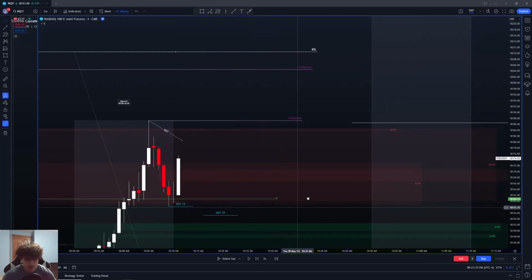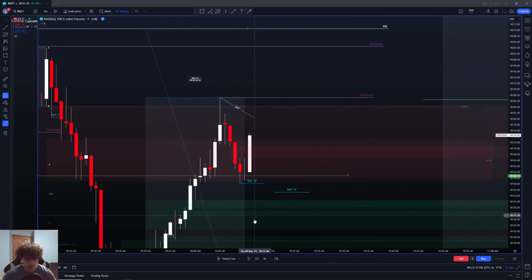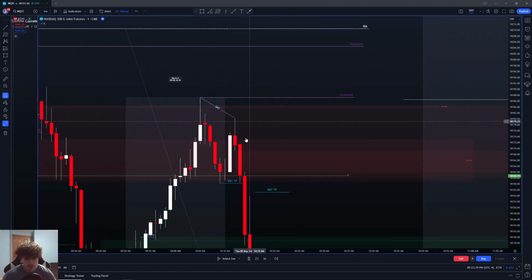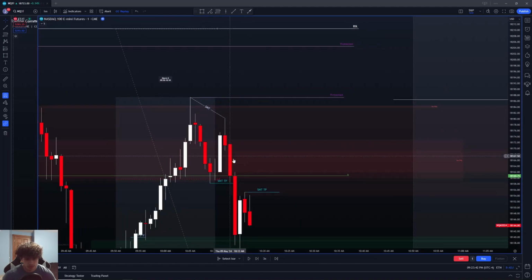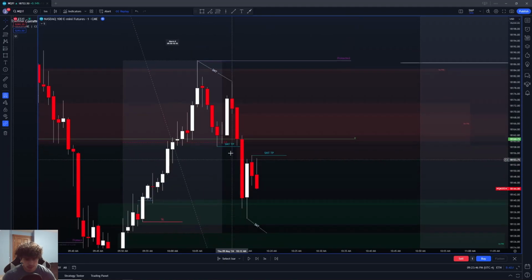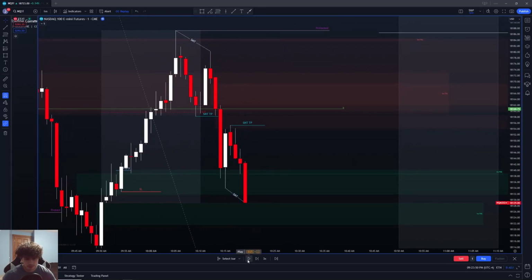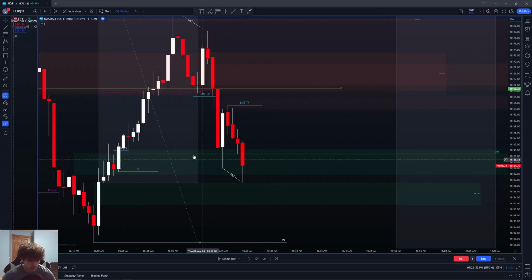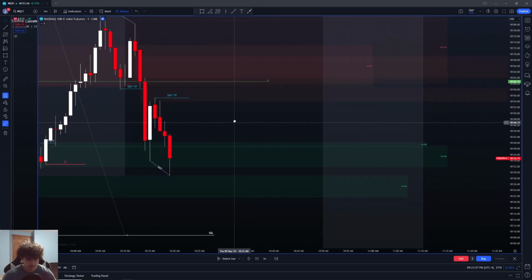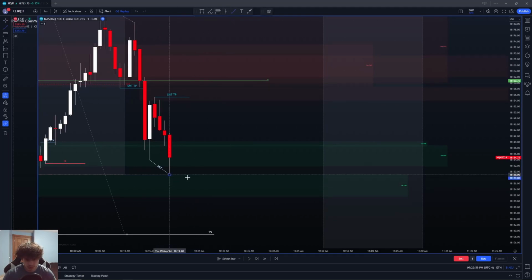Sell off a little bit. Then we create this SMT. Displacement down after the SMT. This is protected high. This is SMT TP. This gets hit. We go lower. We create this SMT down here. So this is SMT TP. This should be protected low.